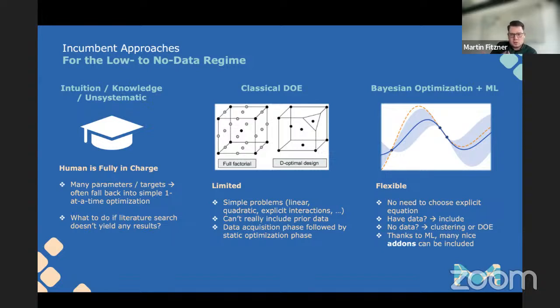Because you don't need to choose your surrogate model. You don't need to write it down. You don't need to know the interactions in advance. If you have data, you can include it in the model and you update it sequentially. If you have no data, you can start from clustering. A DOE can actually marry these two techniques, or you start randomly.